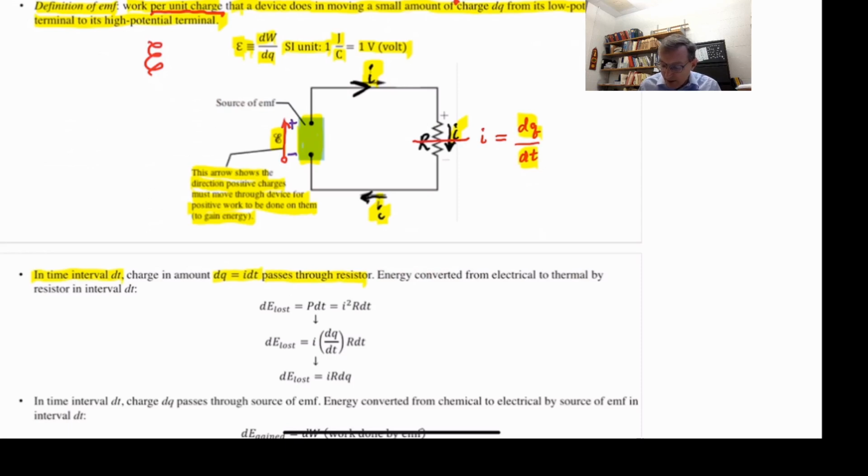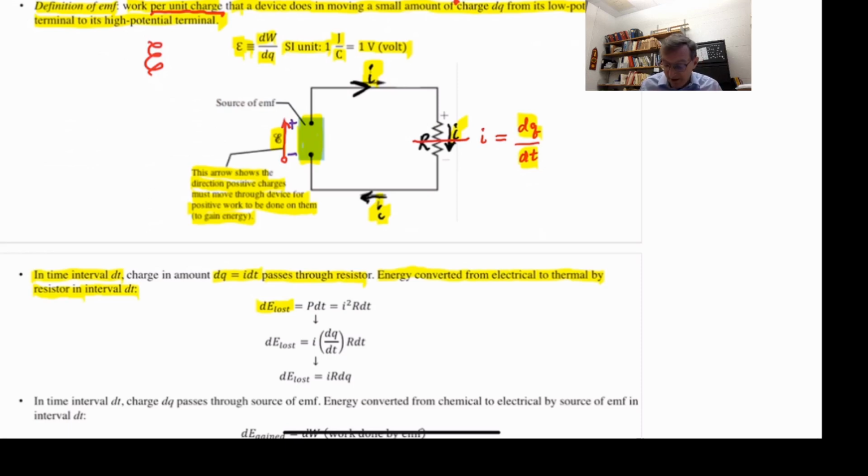But we know that when current moves through a resistor, electrical energy is converted to thermal energy. That's what a resistor does. It converts electrical energy into thermal energy. I want to know how much electrical energy is converted to thermal. I'm going to think of it as electrical energy that's lost. It's lost to thermal energy. How much electrical energy is lost to thermal energy in a time dt? I'll call it dE lost.